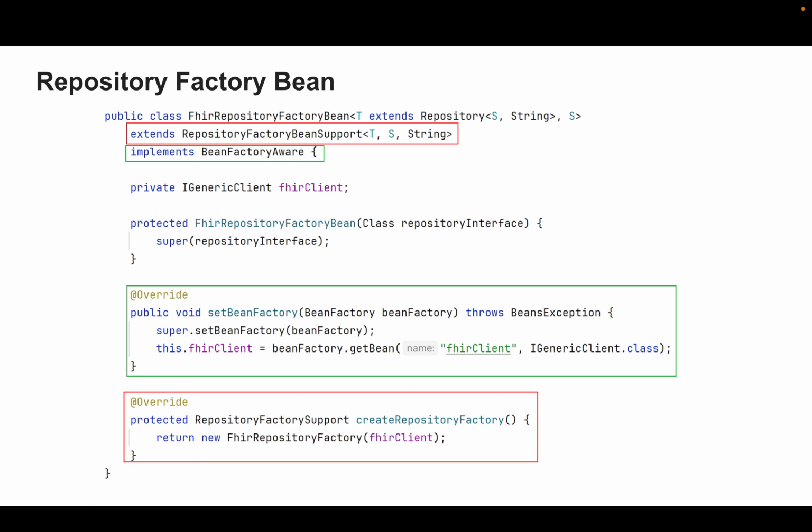Because we want to be able to create our repository factories, we need to extend the repository factory bean support and override the create repository factory method. And because we want to interact with the Spring context, we need to implement the bean factory aware interface and implement the set bean factory method, where we can get our bean factory and all the needed beans from there. In our case, it's only the FHIR client bean.